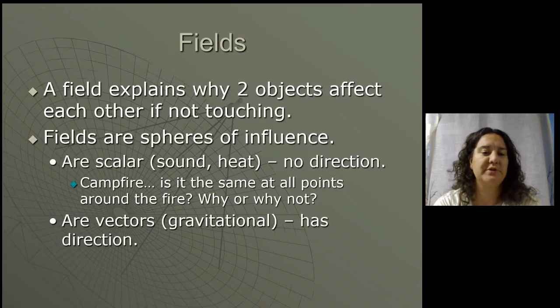So if you're trying to force two magnets together, they may attract or repel. In general, fields are spheres of influence, and they can be scalar or vector. Scalar fields have no direction, like sound and heat. For example, the heat around a campfire is generally the same no matter where you are. And if you're the same distance from an object that makes a sound, it doesn't matter what direction. However, some fields are vectors and have direction, like gravitational, where the gravitational field pulls objects towards the center of the object.